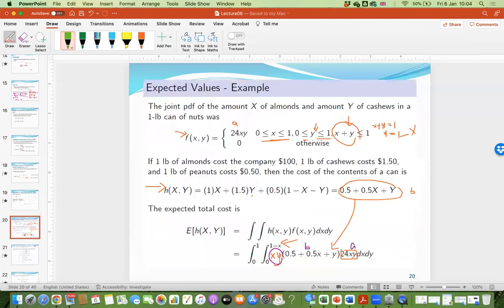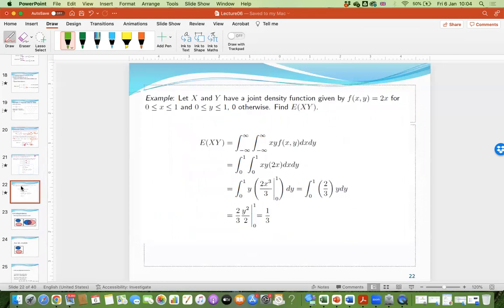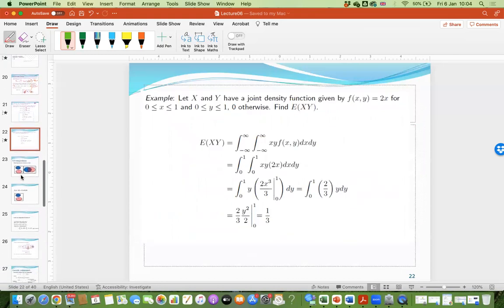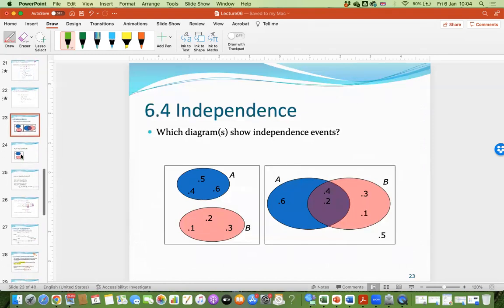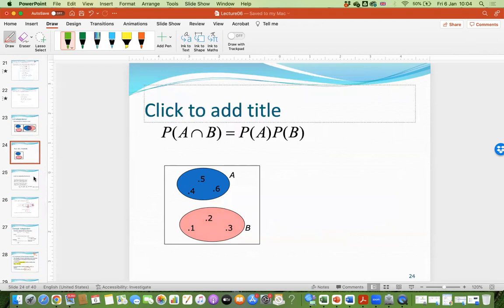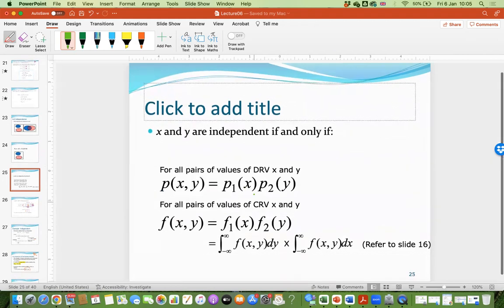Then we talked about some examples on it. Don't forget to check whether the answer given is correct. Then we need to check whether our samples are independent or not. The only way to check is that the value of probability of A and B should be equal to probability of A times probability of B. Slide 25 shows you the general summary. For the CRV, it's also the same thing.